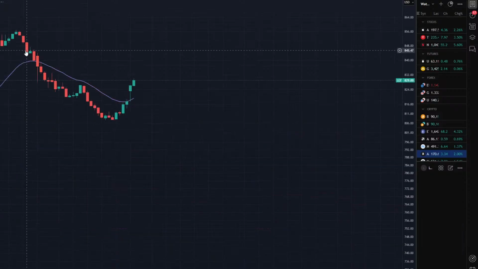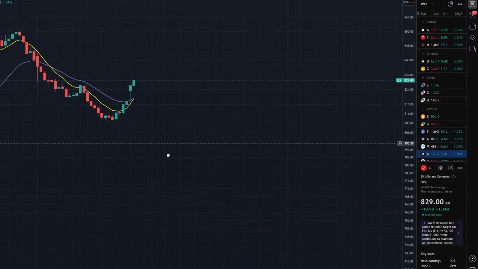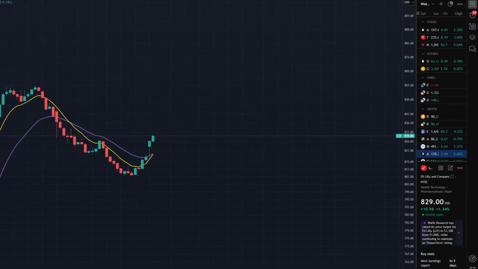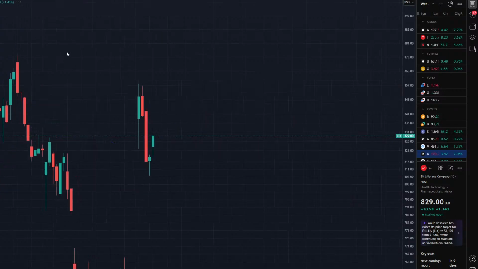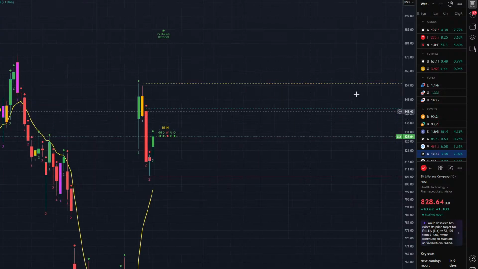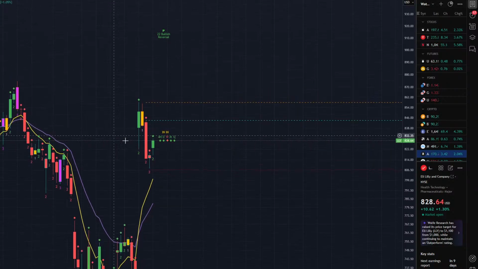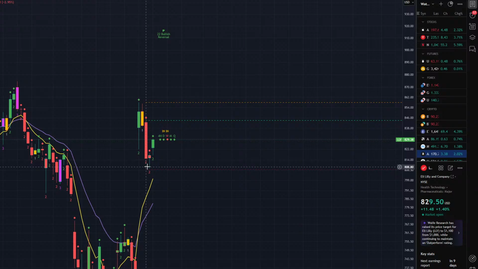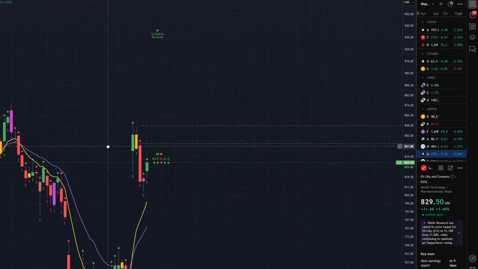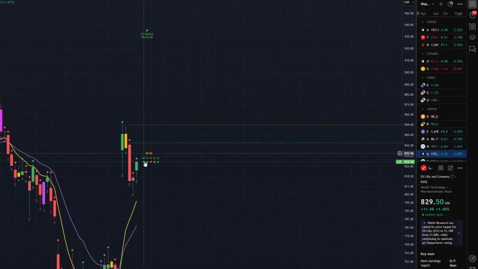Check out LLY. This is Lilly. Someone put me onto this. This is a healthcare stock. Yeah, they're in a reversal. Yesterday they pulled back and touched about 808. So they're in a reversal. This is like a 2-2-2 reversal.